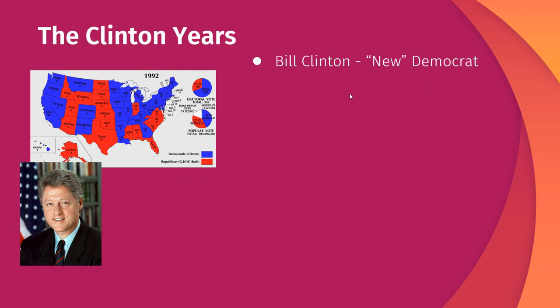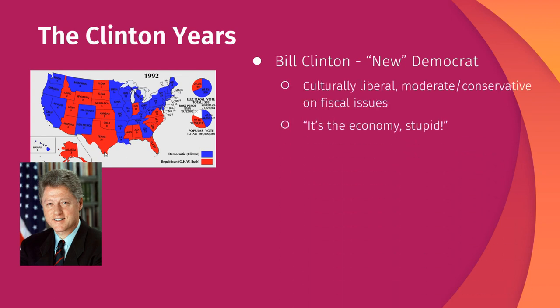So 1992, there's an election. George H.W. Bush is the incumbent. He runs against Bill Clinton. Bill Clinton is an interesting candidate, and it's going to be one of the reasons why you see this really funky looking electoral map here for the 1992 election. Bill Clinton is a moderate Democrat. He styles himself as a new Democrat, which he defines as someone who is culturally or socially liberal, but moderate or conservative on fiscal issues. We'll talk about that in a moment. That's one of the reasons why we see this map here.